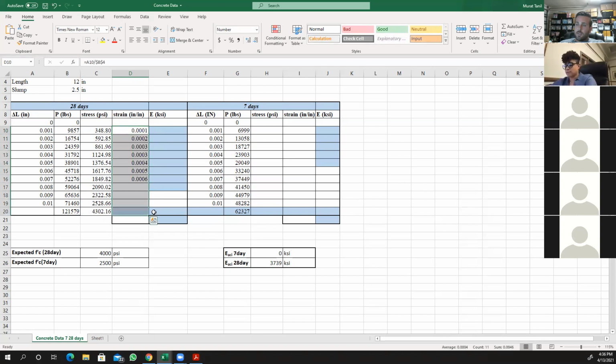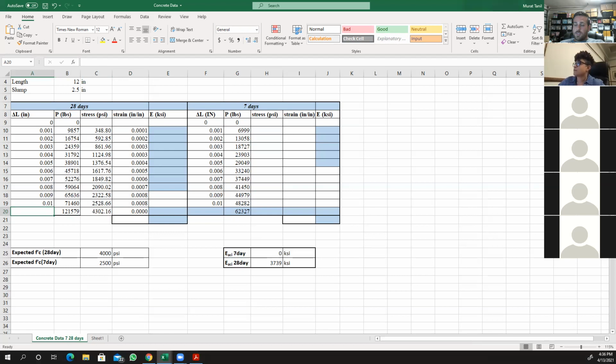I go all the way down. When you go all the way down, you're gonna see 0.0 here because we don't have the measurement for the deformation that's corresponding to the maximum applied load.